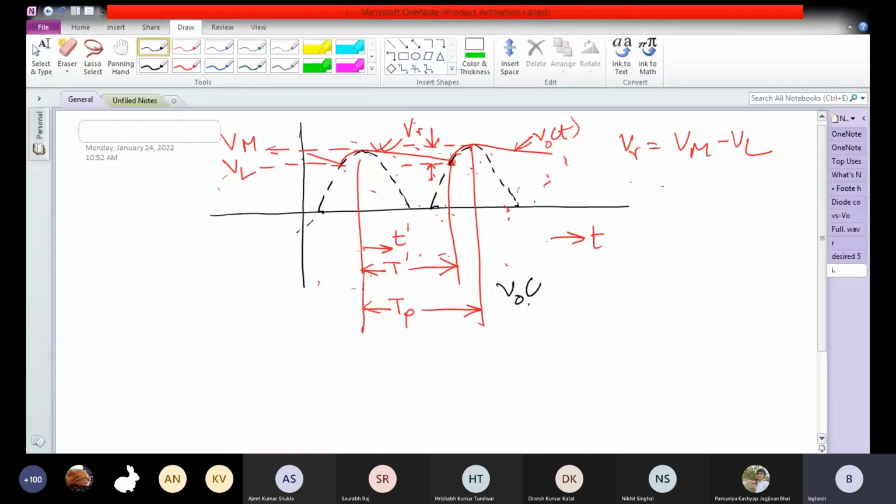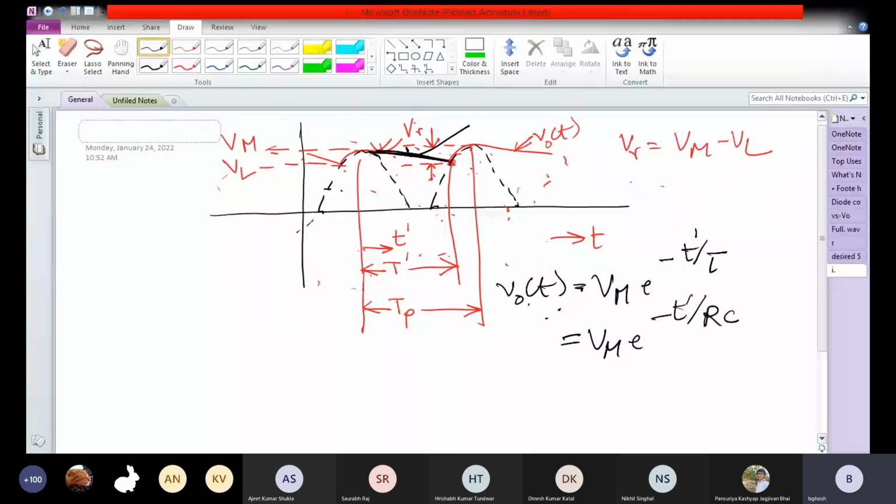V0(t) is equal to Vm e to the power minus t by tau. V0(t) is Vm e to the, all I'm writing is the equation of this path. So V0(t) is Vm, the maximum voltage, e to the power minus t by RC, where tau equals RC.